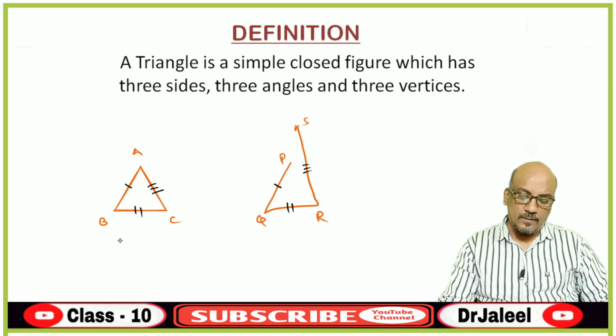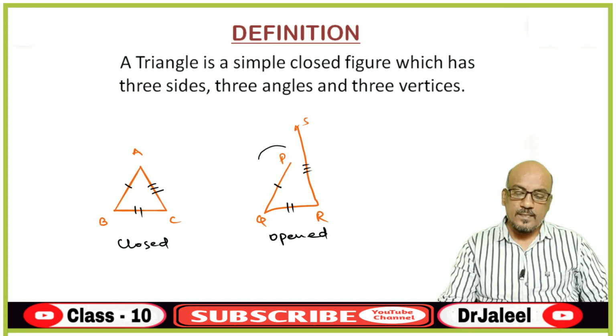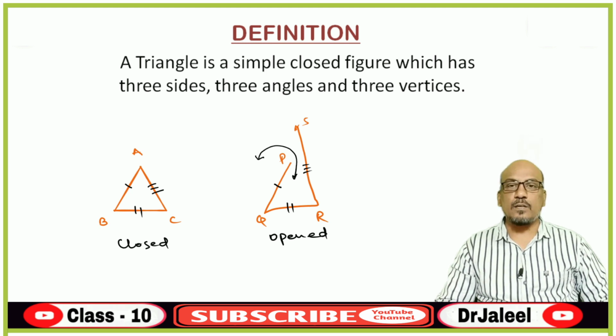The left figure is called a closed figure and the right figure is called an open figure. I hope you have understood the difference between these two. It is open because there is a way to get inside and come out. But in the closed figure there is no way at all. Therefore, the left side figure is called a closed figure.